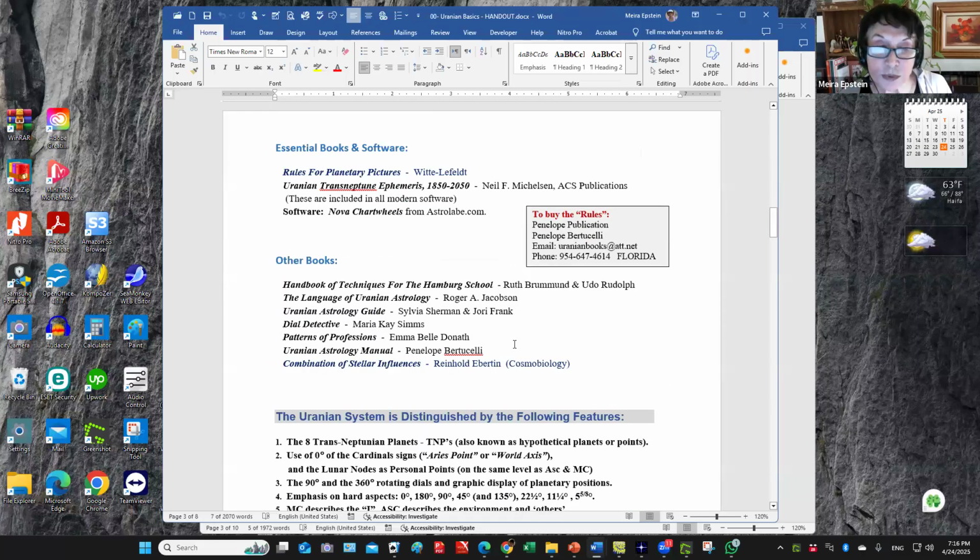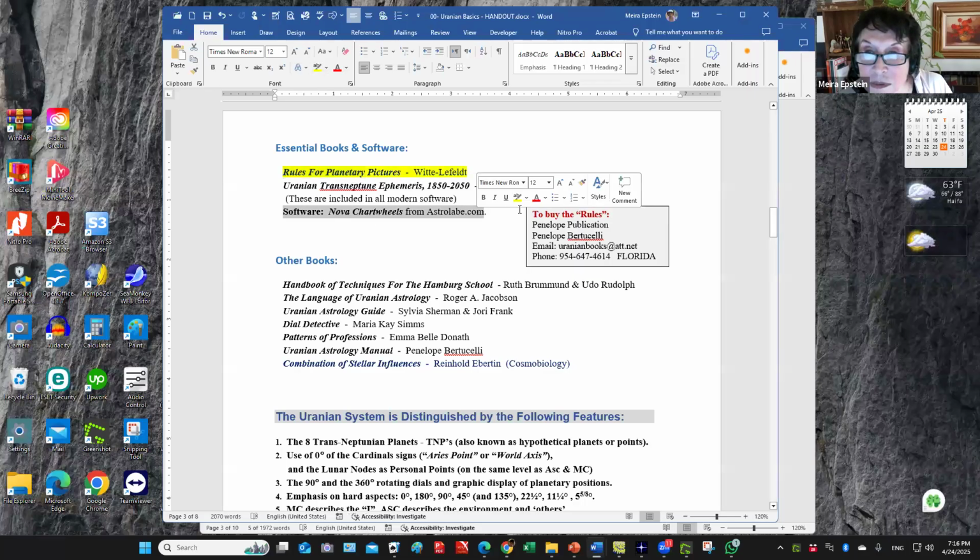Okay. Essential books, I already mentioned. The Rules for Planetary Pictures. That's the only book that you really need. There's nothing else that you need, okay? And then it's the software, which I consider essential, even though some of these techniques are available in other programs. Yes, they exist, even in SolarFire itself, but they're very poor and not good enough. Nova does it in the best kind of way, and you'll see later what I mean. Someone just joined us.